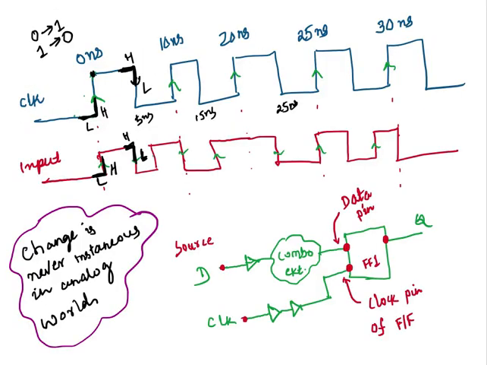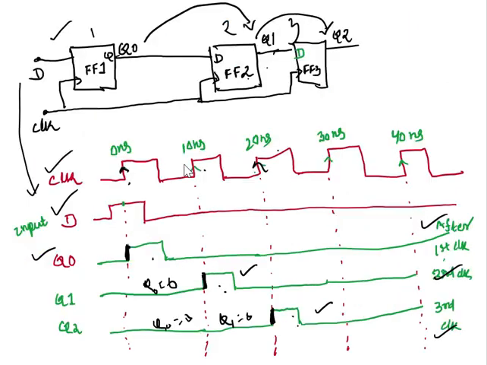See here, the clock comes at exactly 0 nanosecond. Let's say this is 5 nanosecond, and the second clock exactly at 10 nanosecond. But in the real world, nothing is instantaneous. See here, the data is sampled with respect to this clock.